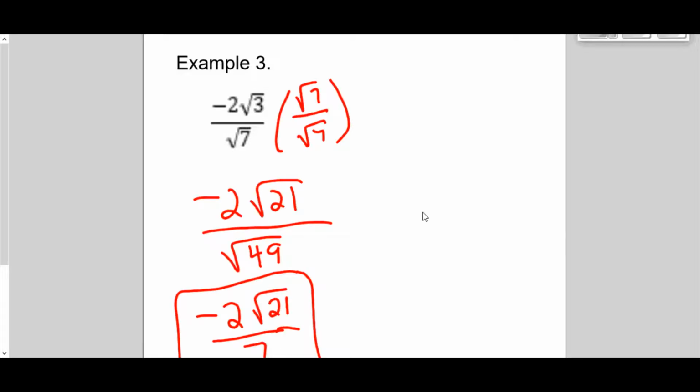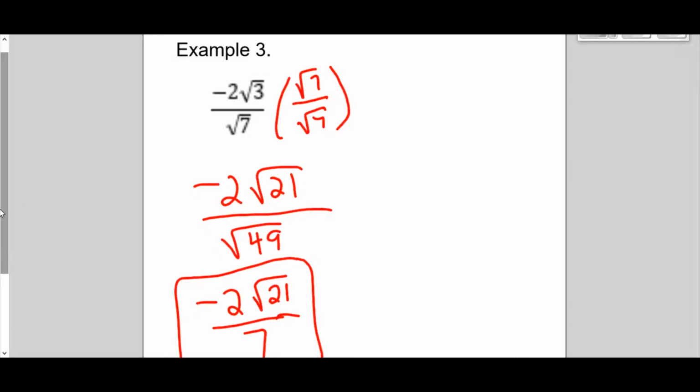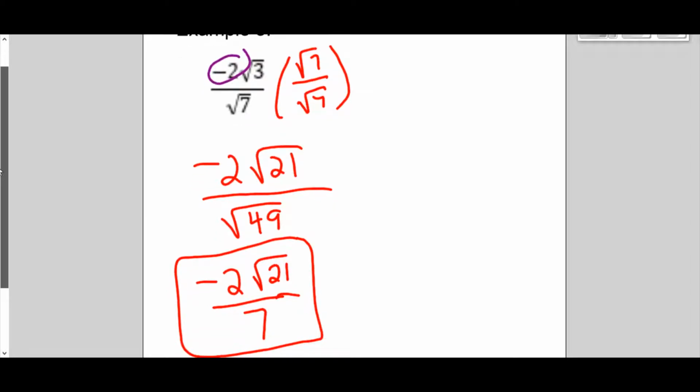So hopefully you gave example 3 a try. What you do is you multiply by the square root of 7 divided by the square root of 7. And then you get -2 square root of 21 divided by the square root of 49, because the -2 is the only number on the outside of that radical. And then the square root of 49, we know that is 7. So this is -2 square root of 21 divided by 7, and this can't be simplified, so this would be your final answer.